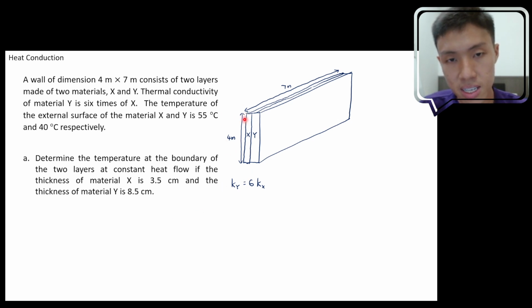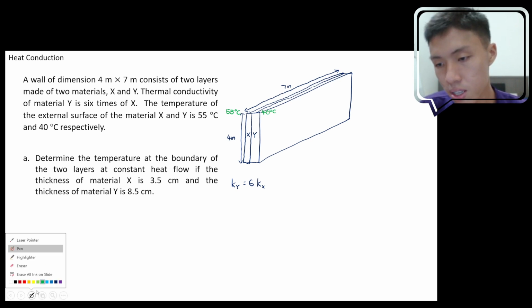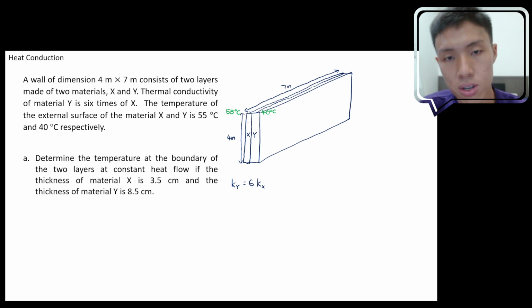So this is X, its external temperature, meaning if you measure from outside, from the left hand side, you are able to get a temperature of 55 degrees Celsius for the left end. Whereas the external surface of Y, if you measure the temperature from this side, you are able to get a temperature of 40 degrees Celsius. Okay, so I believe you can deduce that the heat will be transferring from X to Y along the wall. So the heat will be going in this direction.